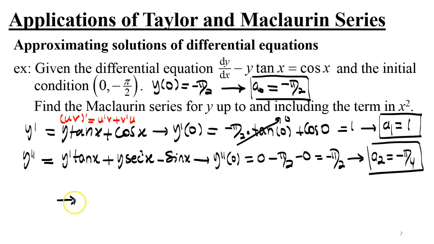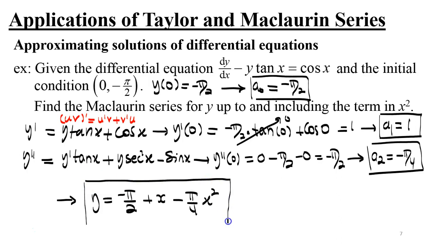So now I can say that the solution to the differential equation is approximately negative pi over 2 plus 1 times x minus pi over 4 x squared. So this is the Maclaurin series that is representing the solution to the differential equation up to the term in x squared.